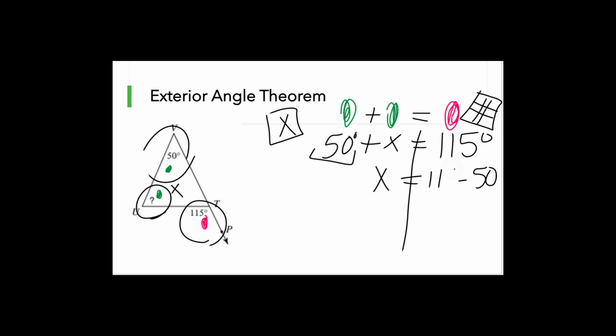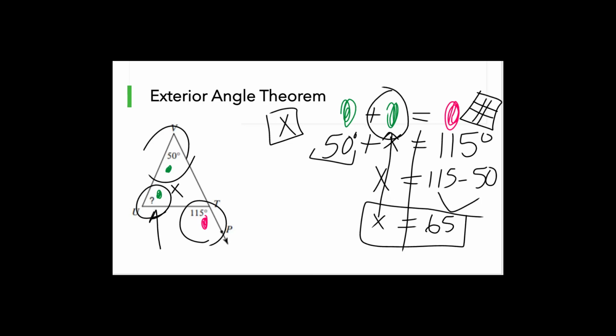So we're going to copy 115. And then what you're going to do is subtract. So 115 minus 50 is 65. Now remember, that is for this inside angle, 65 degrees. So make sure you're careful with this type and the other type.